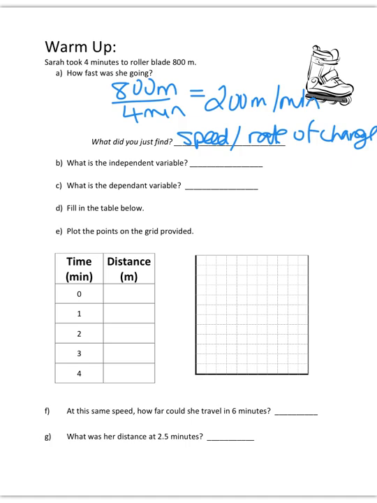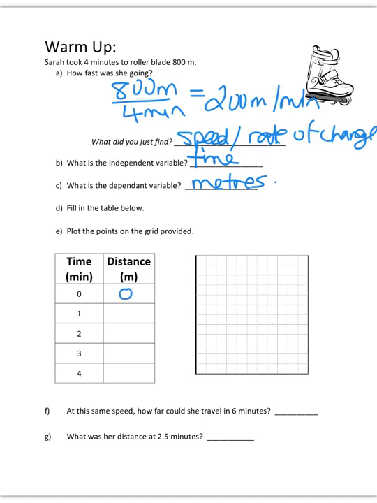The independent variable, what she can control, is her time. She can control when the time starts and when it ends, and it depends. The dependent variable depends on the time, and that's her meters. So it says fill in the table below, and then we're going to plot the points on the grid like we did before. So if she travels 0 minutes, she'll travel 0 meters.